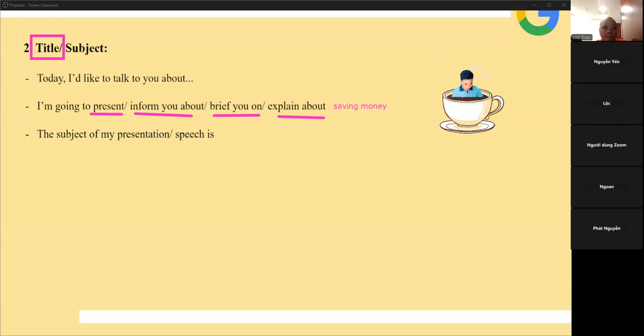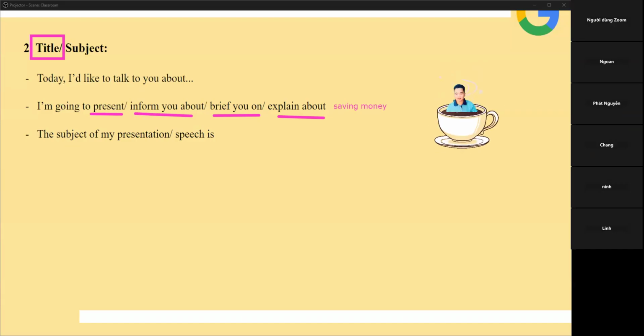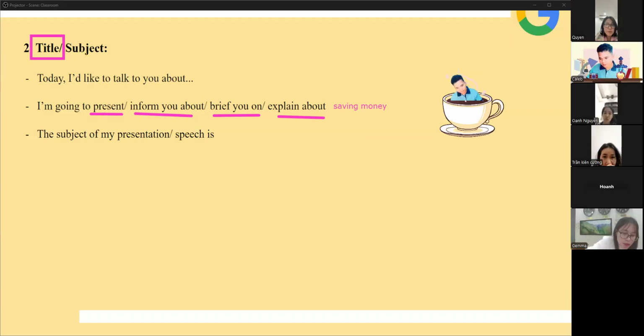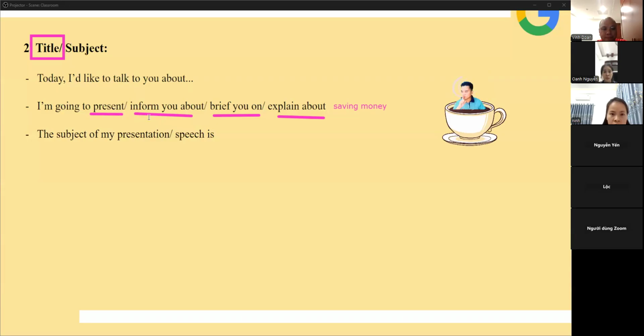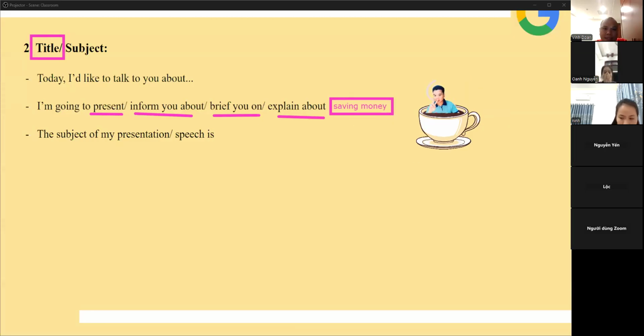Okay, so who haven't I called yet? Let's try Miss Ning. Miss Ning, are you with us? Are you still there? Okay. So let's try the second part. You can choose either present, inform you about, brief you on, or explain about. And the topic this time is saving money. Can you please read the second sentence?